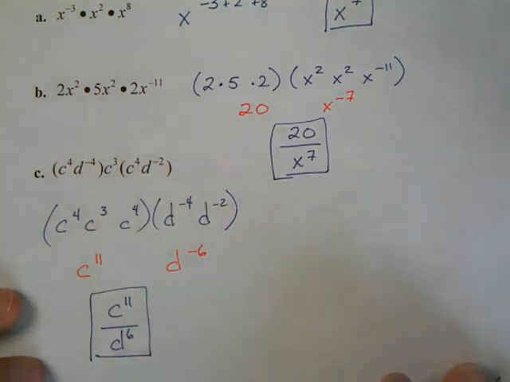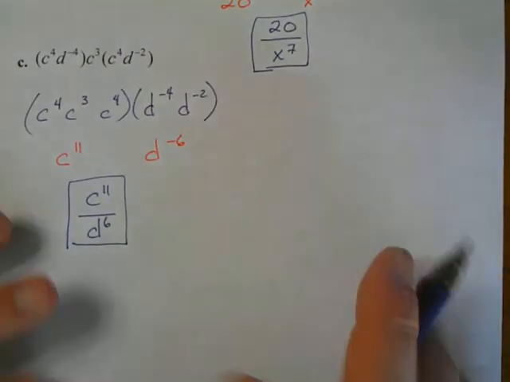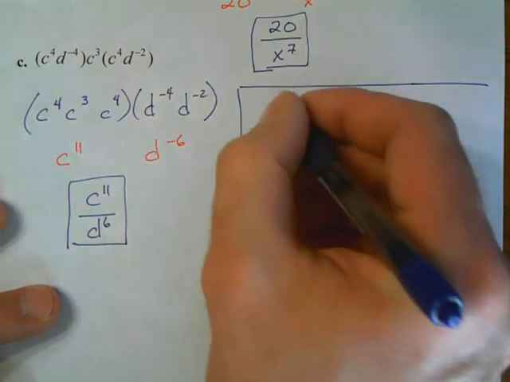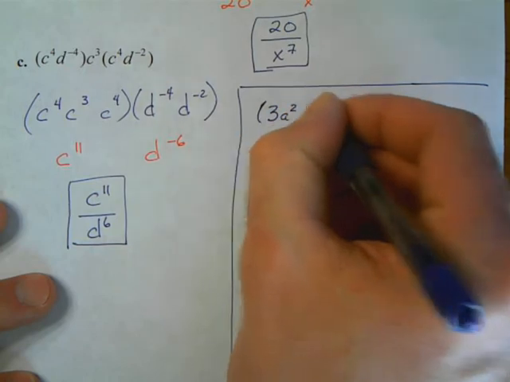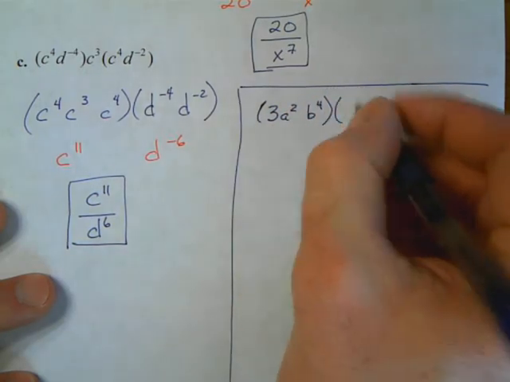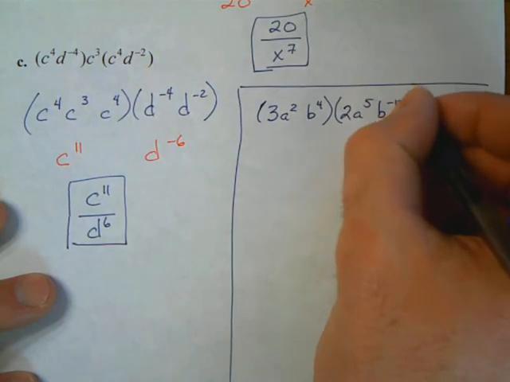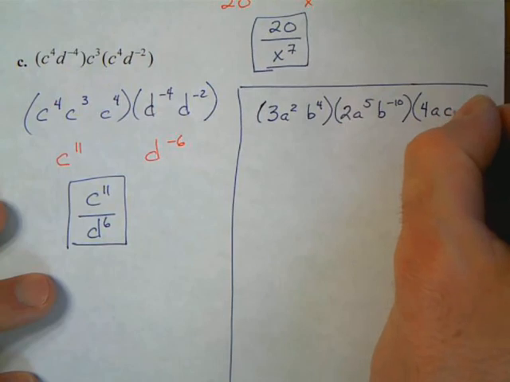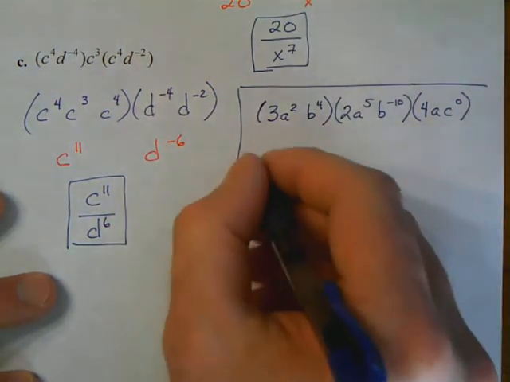Let's move over here to the right side and do a little of a challenge problem as our final problem, just to make sure that we have good comprehension of the material. Let's pick some variables and some numbers. I'm going to start and I'm going to say 3a squared b to the 4th. My second one is going to be 2a to the 5th b to the negative 10. And then my third one will be 4ac to the 0.